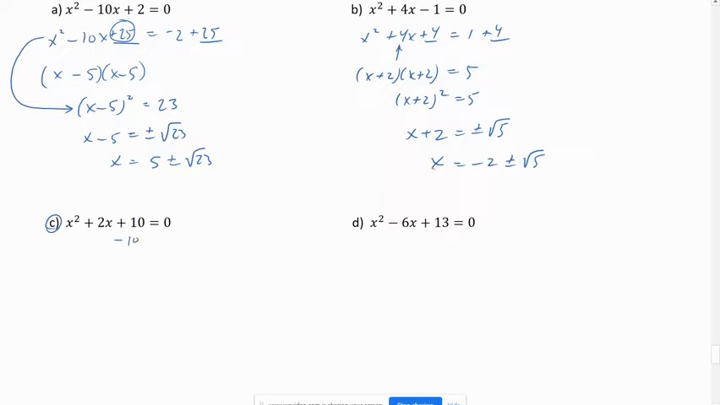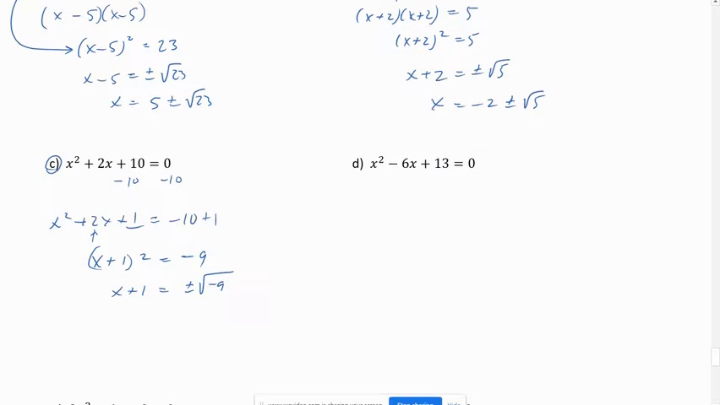So if we subtract 10 from both sides, we have x squared plus 2x equals negative 10. And to complete the square, we'll take half of 2, which is 1, and square it, which is 1. So we're going to add 1 to both sides. Now we have x plus 1 squared equals negative 9. And when we take the square root, we get x plus 1 equals plus and minus the square root of negative 9. So we see in this one we're going to get complex solutions.